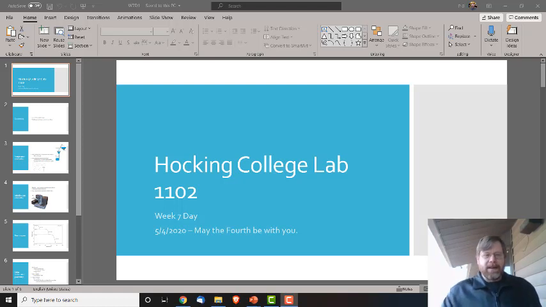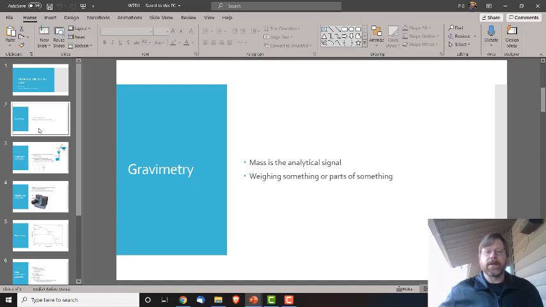Today we're going to talk about gravimetric methods, gravimetry. Gravimetry is basically anything where mass is your analytical signal. Essentially, anytime you are weighing something or part of something as the output of your analysis, that's a gravimetric method. So technically, weighing yourself on your bathroom scale is gravimetry.